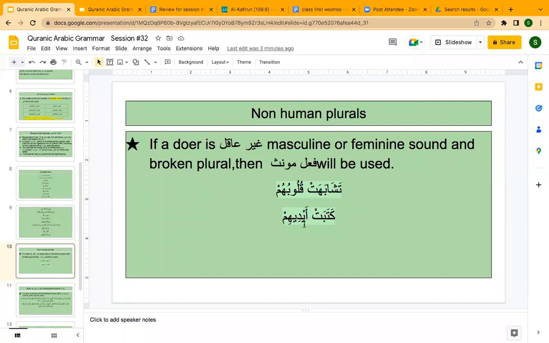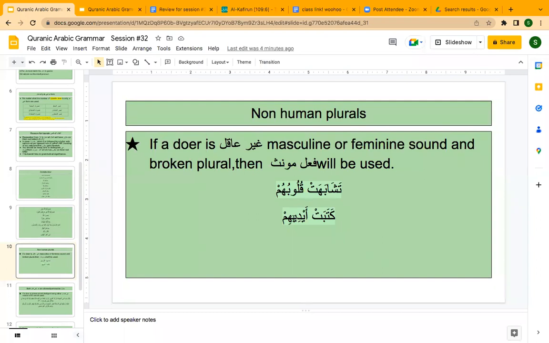Now I come to aidihim. Aidihim means their hands. So can this be an outside doer for katabat? This idafa? Yes, it can be, and it is an outside doer. Again, you can have a question about why it's not with dhamma. This is also an irregular construction.